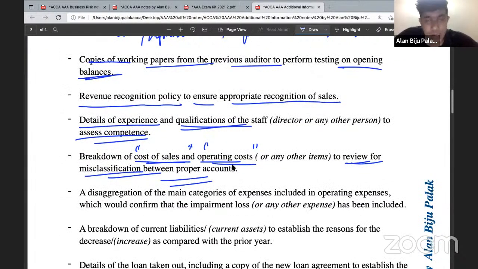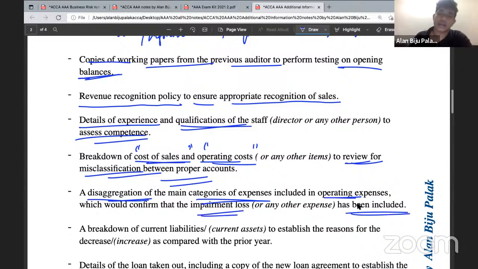In this question, the question we discussed earlier, in the broad question, we have mentioned that the company might not have recognized impairment expenses. So how can you ensure whether the impairment expenses are included or not? We can obtain a disaggregation of the main category of expenses included in the operating expenses. For what purpose? Which will confirm that the impairment losses have been included.